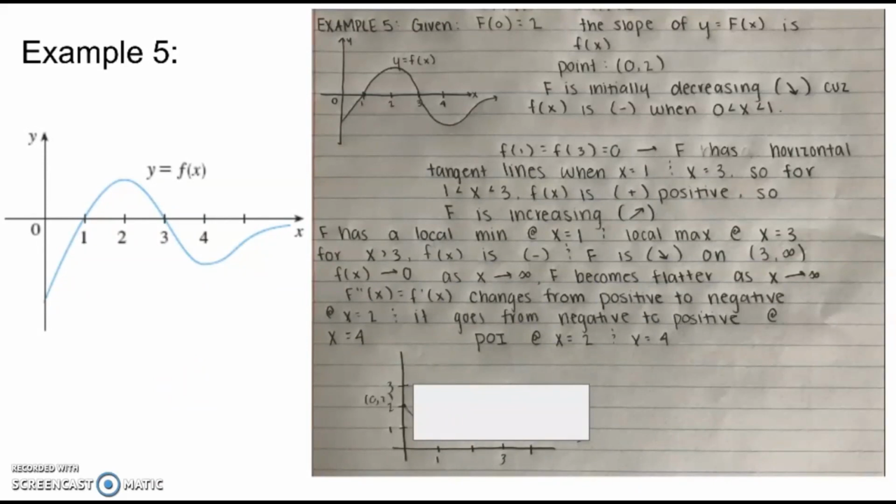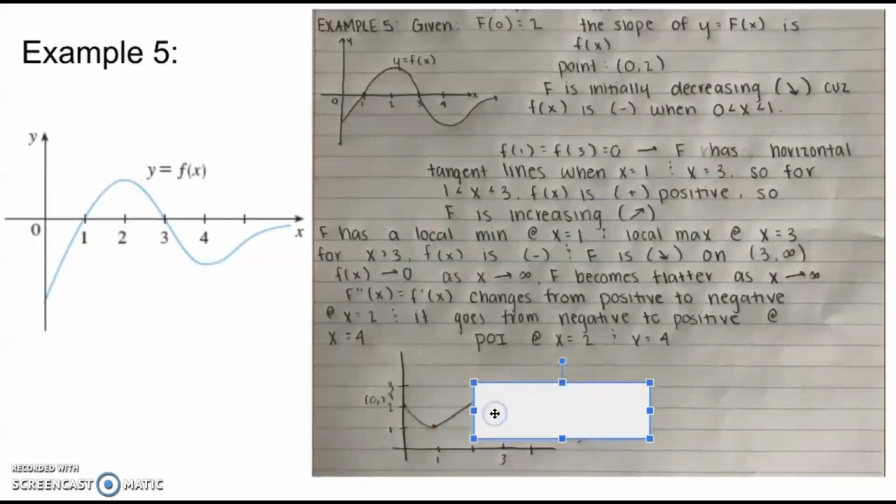So now we can take these and sketch it. We were first given that we have a point at (0, 2), so we can automatically do that. Next, we know that it's decreasing from 0 to 1 because we got that up here. We also know that there's a minimum at x equals 1 and a point of inflection at 2. So that means we can start going up, but it'll change concavity at 2.